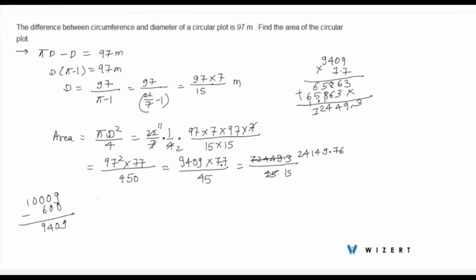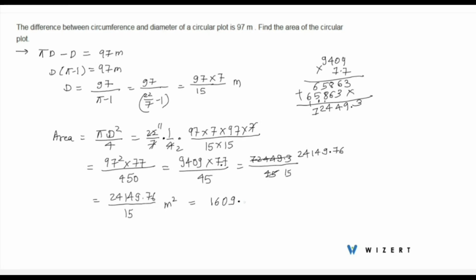So we are left with 24149.76 divided by 15 meter square, and if we simplify this, we get, by dividing, 15 ones are 15, 9 is remaining, so 91, 15 6s are 90, 1 is remaining, 1 4, so 15 zeros are 149, so 15 nines are 135, 149 minus 135 is 14.